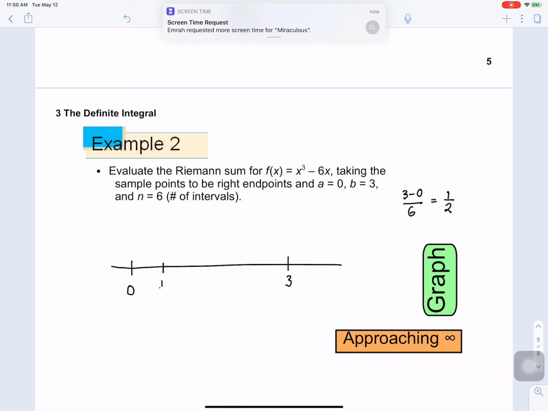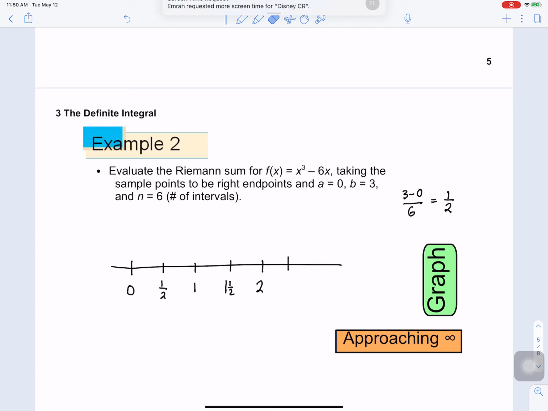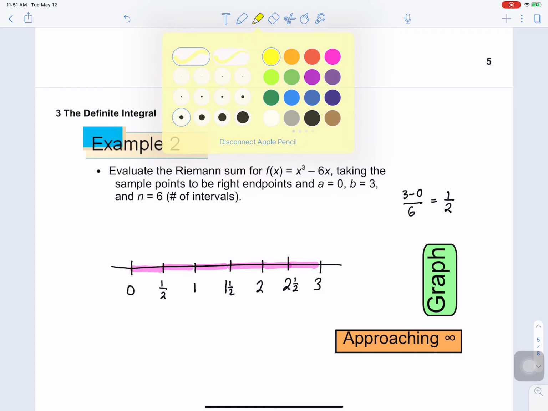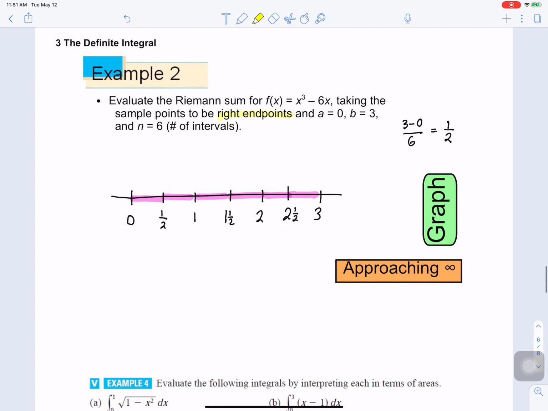So this would be 1/2, 1, 1.5, 2, 2.5, 3. So you can see that this is 6 rectangles being formed. 1, 2, 3, 4, 5, 6 rectangles. Now the height of those rectangles, we want them to be the right endpoints. So my approximation would be 1/2 times the function value at the right endpoint.